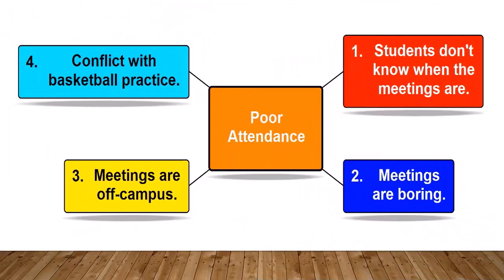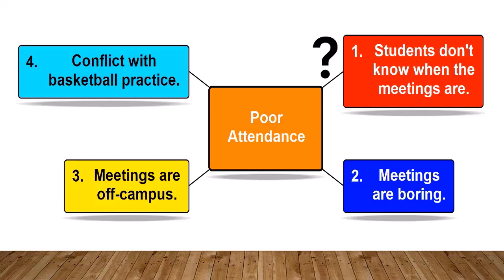Consider the example of a student organization with the problem of poor attendance at meetings. How would you solve this problem? Well, of course, you can't solve the problem if you don't know why the students aren't showing up, so the first thing to do is determine why the students don't show up.